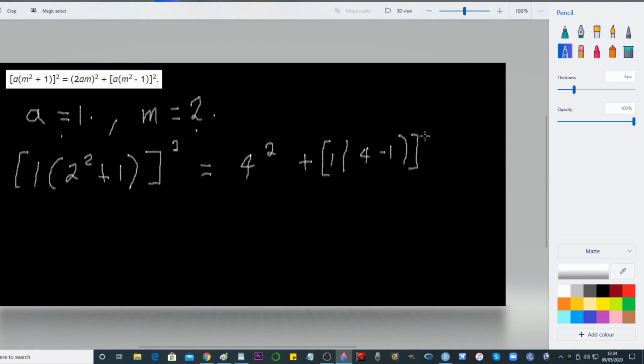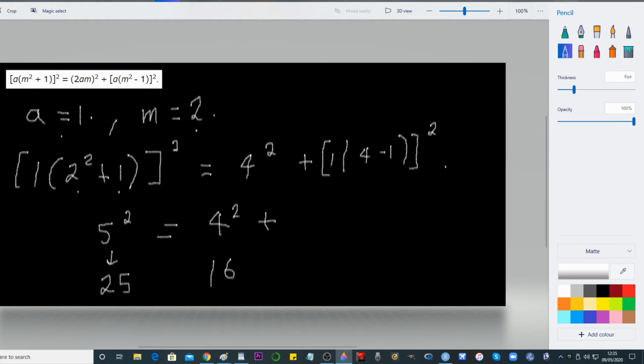Bear in mind that Diophantus came up with this about 1800 years ago. Okay, so what have we got on the left? 2 squared plus 1, that's 4 plus 1. 5 squared equals 4 squared plus. Now we could do this 2 ways. We can evaluate this, or we can say, well, we know this is 25 and we know this is 16, so guess what, this ends up being 9, because 16 plus 9 is 25.